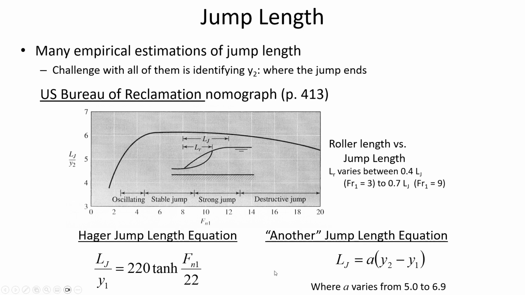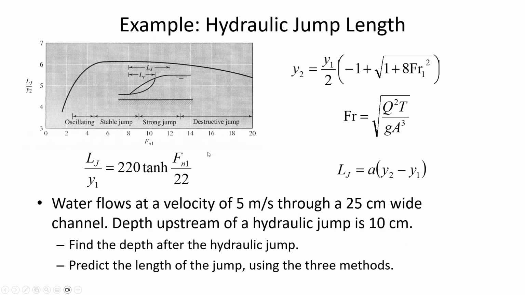Our book even talks about another jump equation without offering any attribution on who developed it, but it's the simplest of all the methods. It's just saying that there's some coefficient between 5 and 6.9. You can multiply that by the change in depth and estimate the length of the jump from that. So there are some empirical ways of estimating how long the hydraulic jump will be, in addition to what the upstream and downstream depth is going to look like.